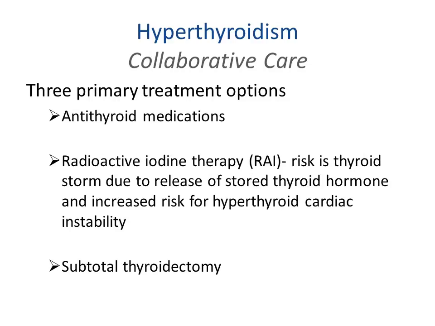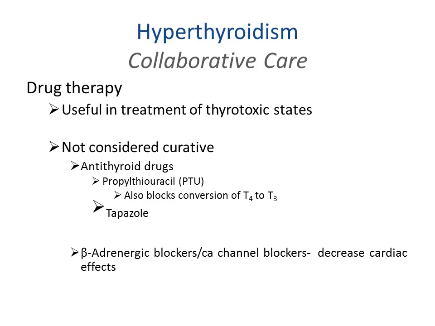Okay, how are we going to take care of hyperthyroidism? Three primary ways: antithyroid drugs, RAI, radioactive iodine therapy, and subtotal thyroidectomy. Drugs. What drugs are we going to give? PTU and Tapazole. PTU and Tapazole block the conversion of T4 to T3. They take several weeks to work.